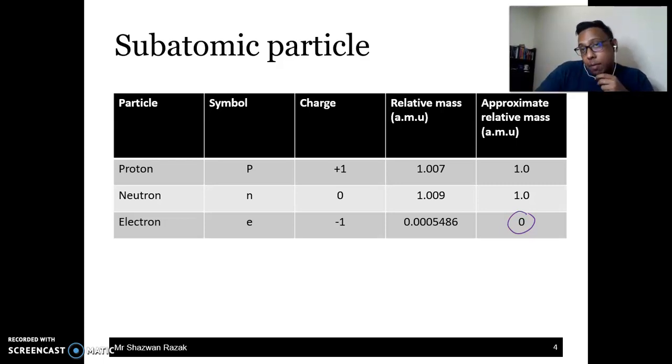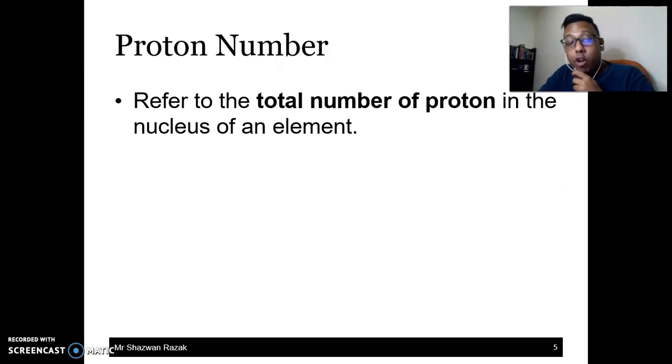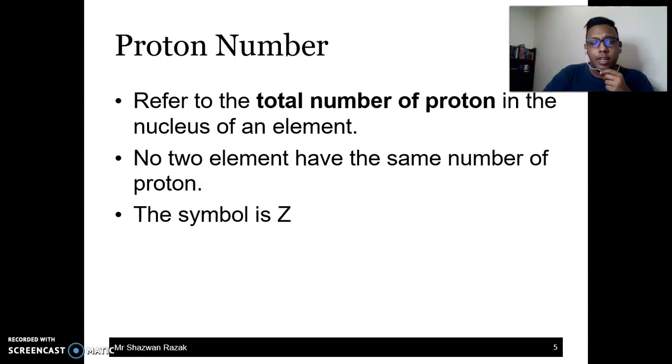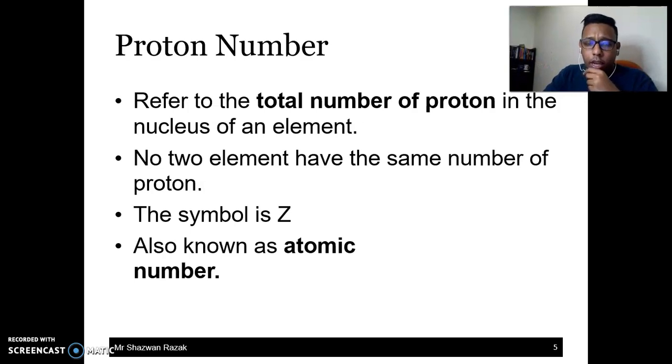Okay, so bilangan proton ni kita boleh represent dengan satu benda. Nama benda tu adalah proton number. Proton number is known as the total number of proton in the nucleus of an element. Okay, we should know that there shouldn't be more than one element that have the same number of proton. Setiap elemen dalam periodic table ni dia ada bilangan proton dia yang tersendiri. So bilangan proton tu memang fix untuk elemen A dan elemen B berbeza, takkan sama. Okay, dan simbol untuk proton number adalah Z. Okay, nama lain bagi proton number adalah atomic number.